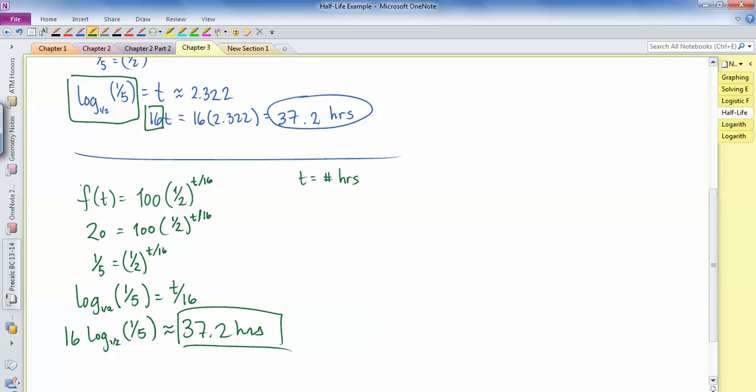Okay. By the way, this right here, you could also end up rearranging as 1/2 to the 1/16 all to the t, just to review a little bit of the exponent rules. You got it. Okay, I'll talk to you.